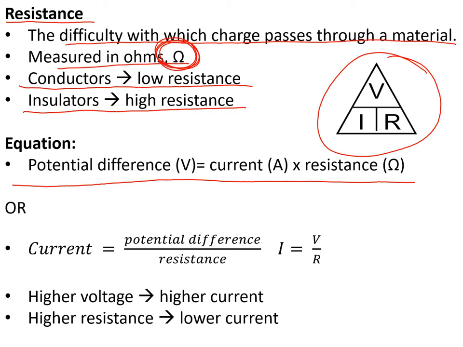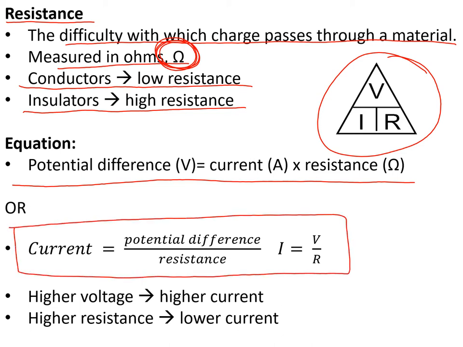But I don't actually think this equation itself is particularly helpful. I think it is better written out in this form here. This is just the rearranged version of the above equation, and it says current equals potential difference divided by resistance. The reason I think this is better is because current is the actual flow of electrons, flow of charge that results from two things. So it gets to the heart of what's actually happening to produce the current.